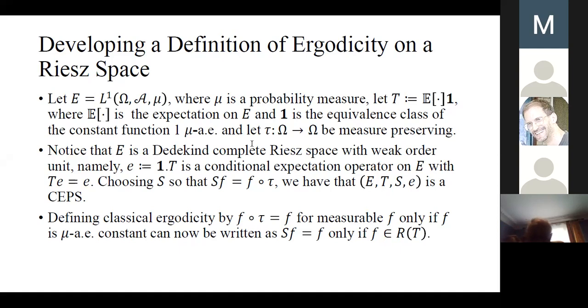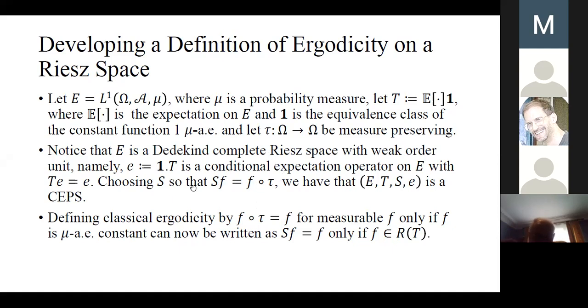And finally, let's say that tau mapping from Omega to Omega is measure preserving. Then we will define or choose our S so that SF is equal to F composed with tau. So S applied to F is F composed with tau. Then we have (E,T,S,e) is a CAPS. So giving back exactly the classical condition, what we need.